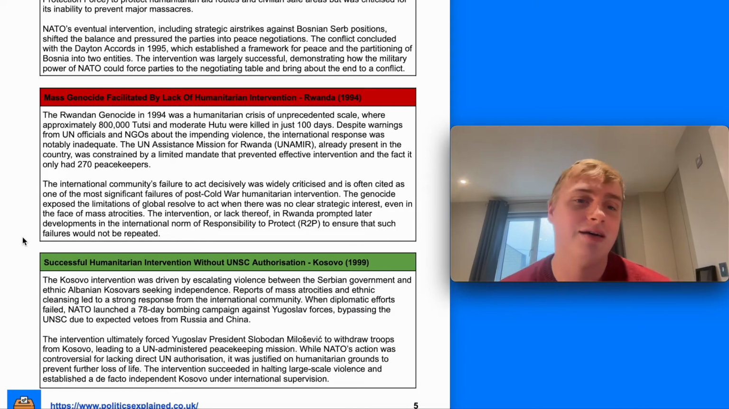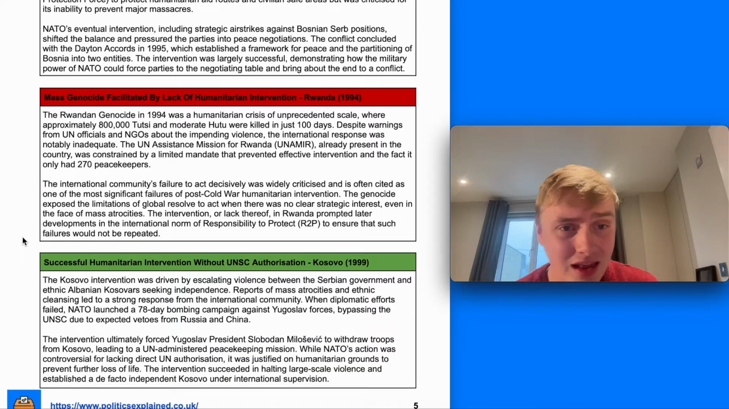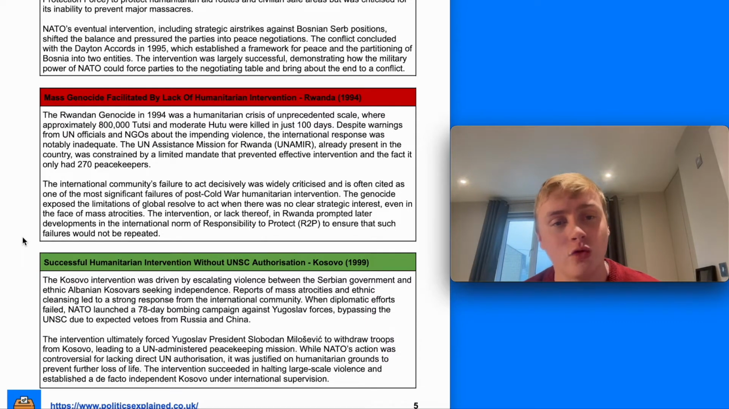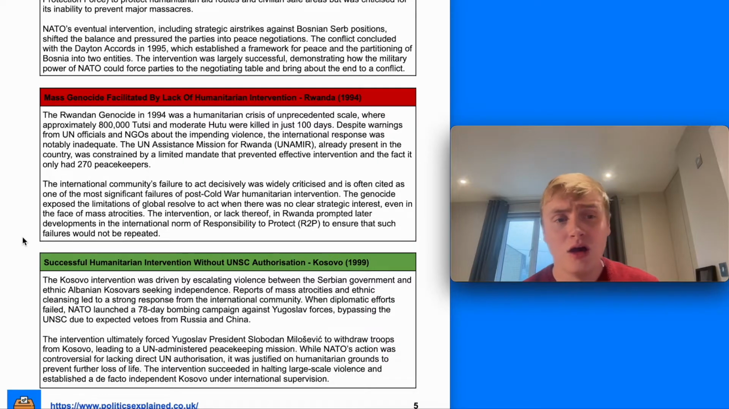The next case study we're going to have a look at in more detail is actually the failure, the lack of a humanitarian intervention in the Rwandan genocide in 1994. As I said, it was a humanitarian crisis of an unprecedented scale, with approximately 800,000, primarily Tutsi but also moderate Hutu, killed in just 100 days. Despite real warnings from UN officials and NGOs about impending violence, there was a real lack of international response. The UN Assistance Mission for Rwanda was already present in the country, but was constrained and had a very limited mandate, with only 270 peacekeepers, so it was able to do very little.